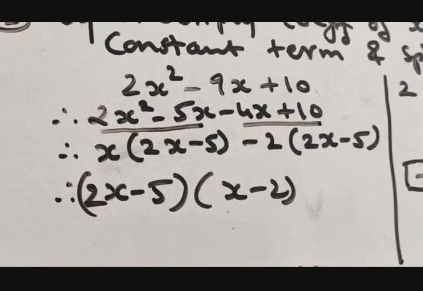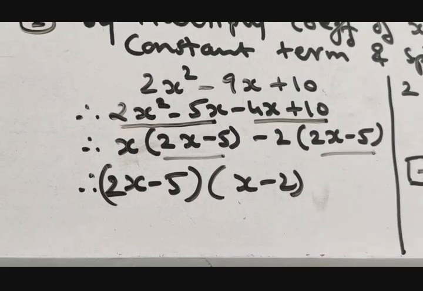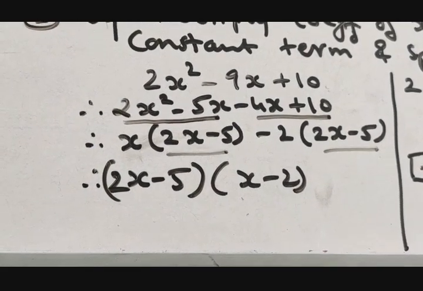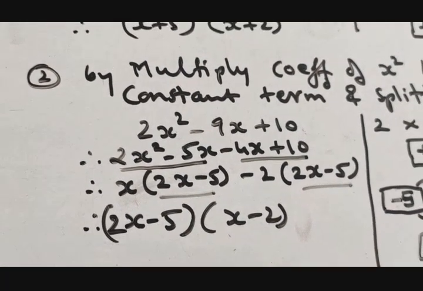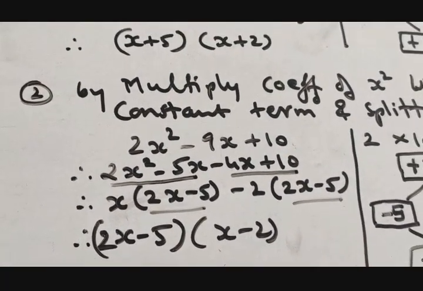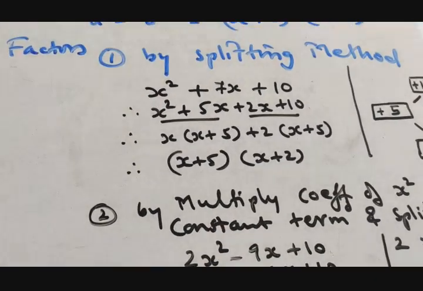Now 2x minus 5 is common. So I get 2x minus 5 and x minus 2. This is how we use the factorizing method in the quadratic equation. These are the basic things that you require to know.